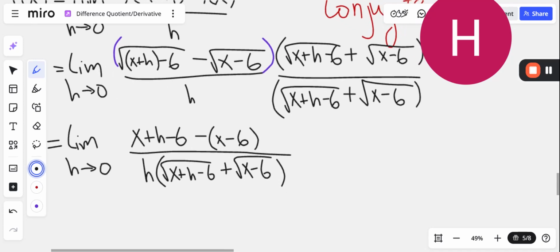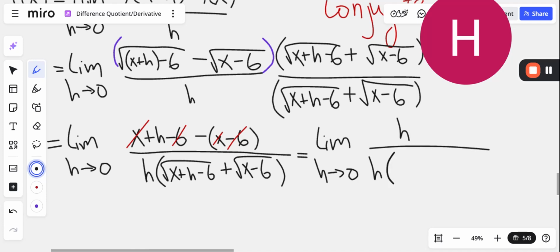In fact, just take a look at what happens on the top here, yeah? Limit as h goes to 0. Well, x cancels with a minus x, and negative 6 cancels with a minus negative 6. So that just leaves me with an h on top. And this is why we did not want to multiply the h on the bottom into the parentheses.